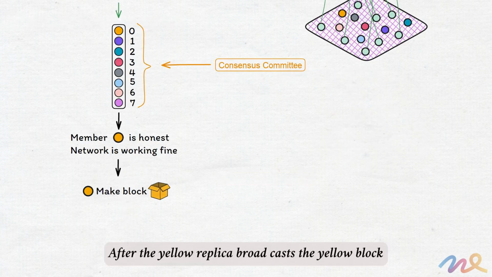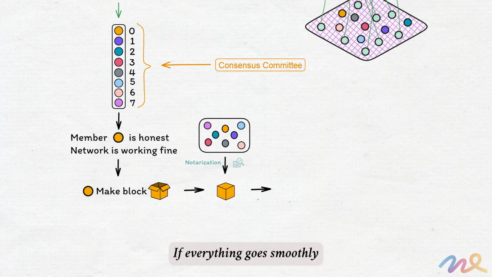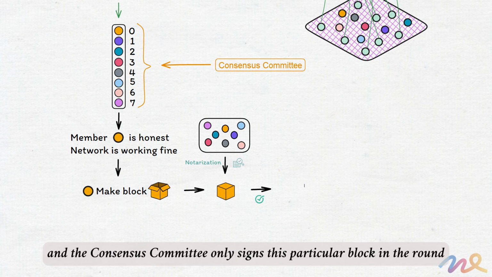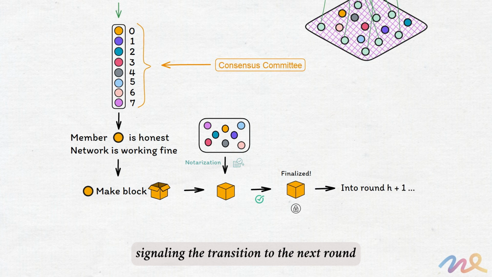After the yellow replica broadcasts the yellow block, other honest replicas will sign the yellow block, initiating the notarization process. If everything goes smoothly, and the consensus committee only signs this particular block in the round, it becomes the sole block for that round, signaling the transition to the next round.